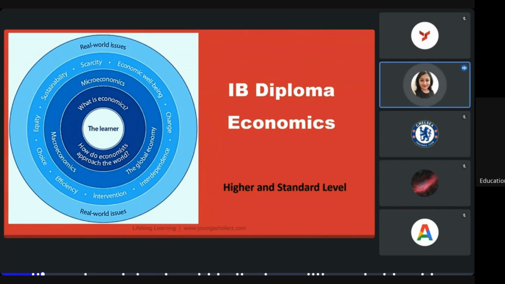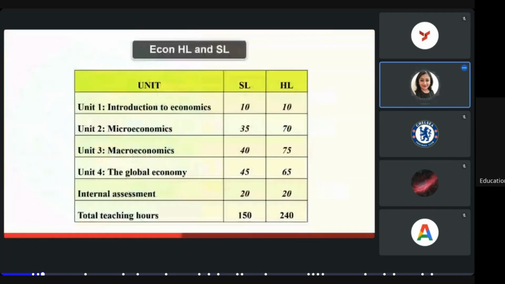It would be really good if you could refresh your real world examples, because by now you will know what unit you will be attempting for paper 1. So this would be a good time to start working on that. Just a quick overview of what you have accomplished in these past 2 years, which is a lot. You've gone through 4 units, you've written your 3 IAs. SL students have gone through 150 hours of learning for Econ, and HL students 240 hours of learning for Econ.